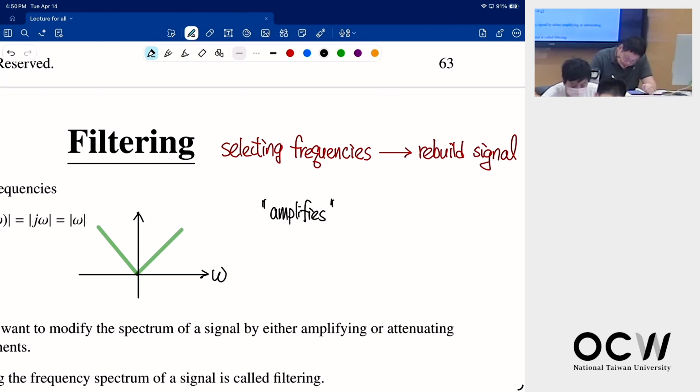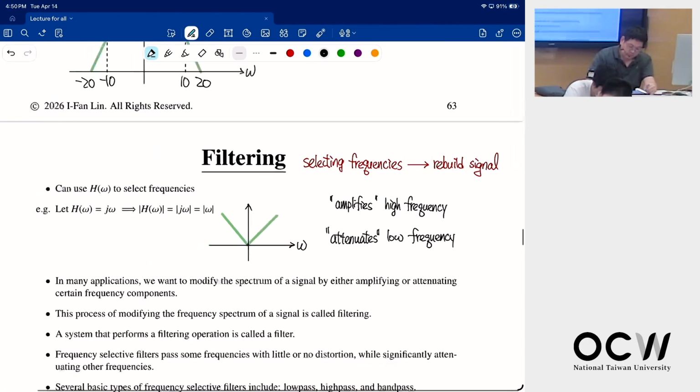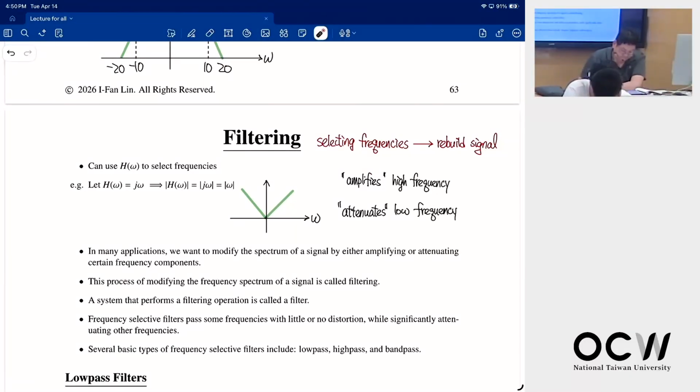So you can see that this frequency response amplifies high frequencies and also attenuates the low frequency. In many applications, we want to modify the spectrum of a signal by either amplifying the high frequency or attenuating some frequency components, just like what we did here.